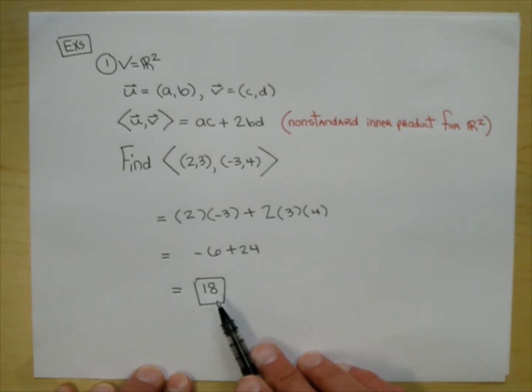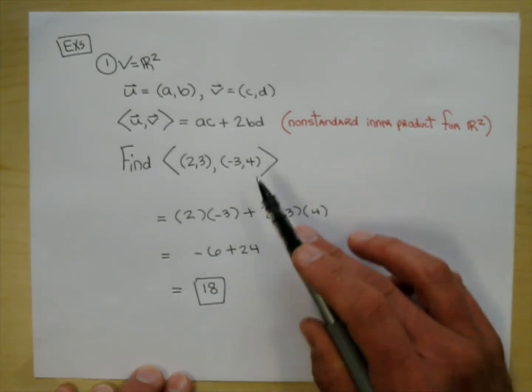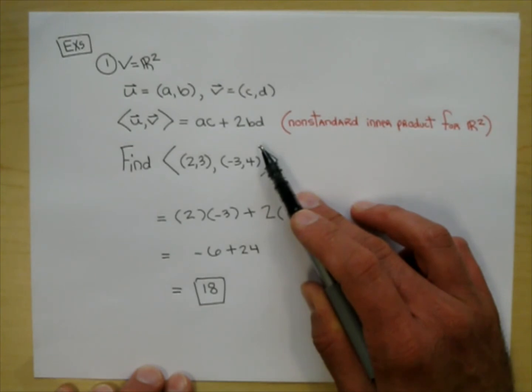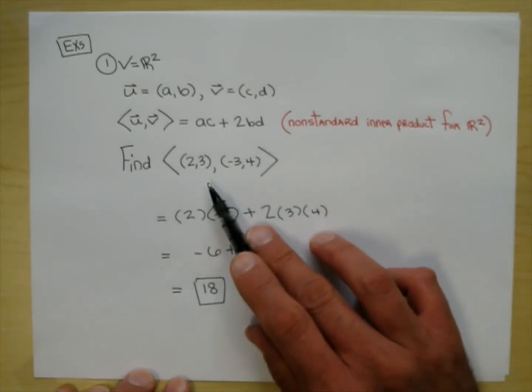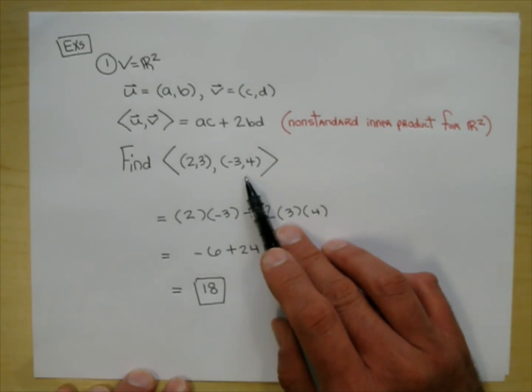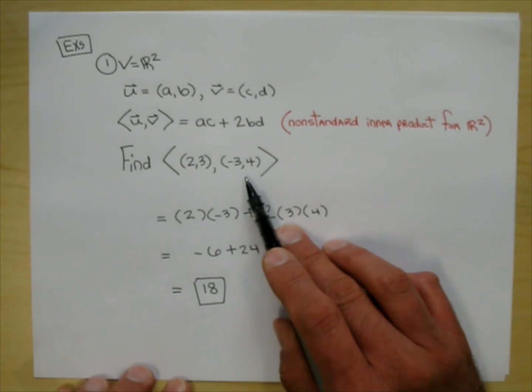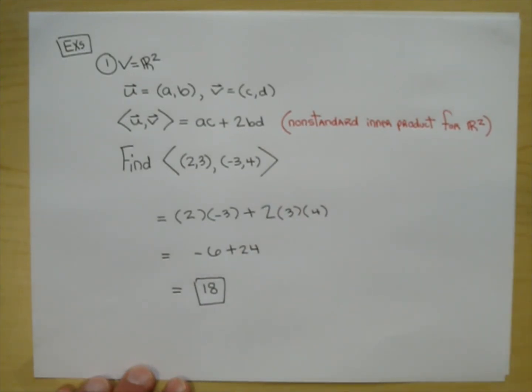So we didn't take the dot product, we took an inner product that was given. Now, can we have a non-standard angle between these two vectors? Yes. And a non-standard length? Absolutely. But in this problem, they just asked to find the inner product. Let's go ahead, do the second problem, which involves something other than Rn.